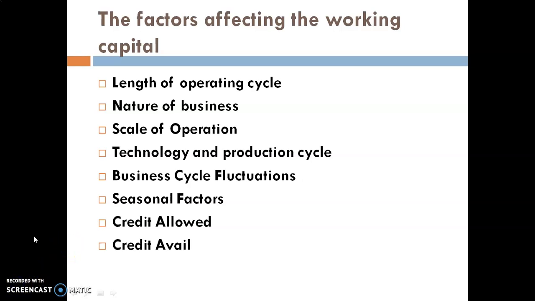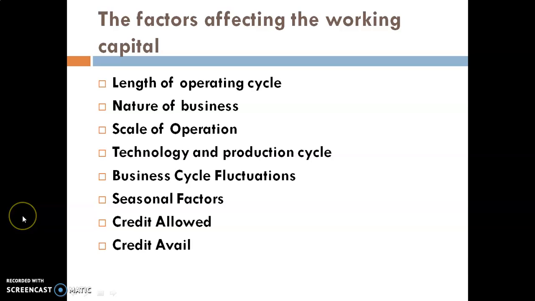Next is technology and production cycle. In the last video about the factors affecting fixed capital, we saw that if a company is capital intensive, it would require more fixed capital, but less fixed capital if it is labor intensive. But here it is opposite. If a company is labor intensive, it would require more working capital. Why? Because it has to maintain enough cash for making payments to the laborers, and it would require less working capital if it is capital intensive.